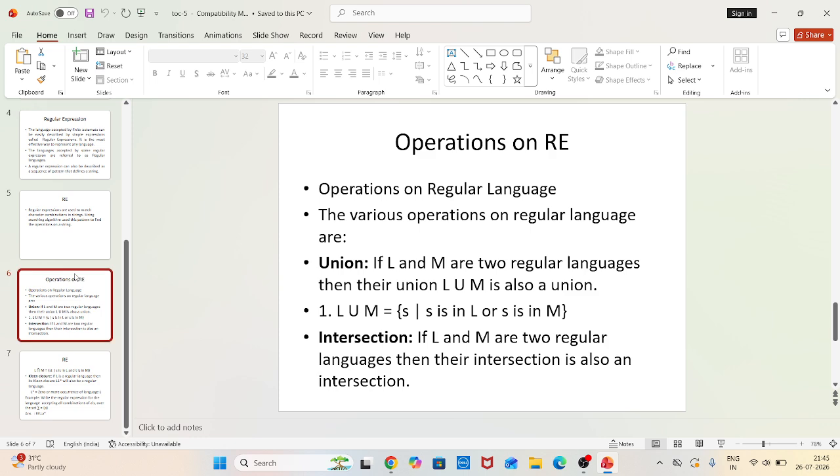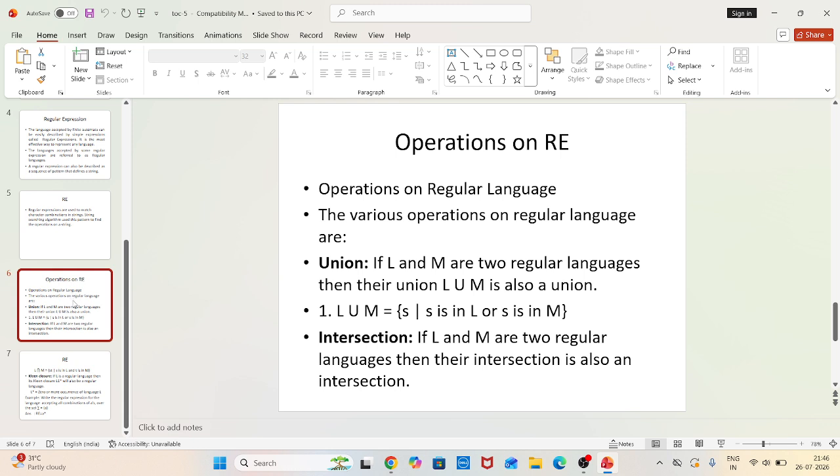Operations on regular languages. The various operations on regular languages are union, intersection, closure. So first one, union. If L and M are two regular languages, then their union can be represented as L union M. L union M equal to S, that is, S is in L or S is in M.